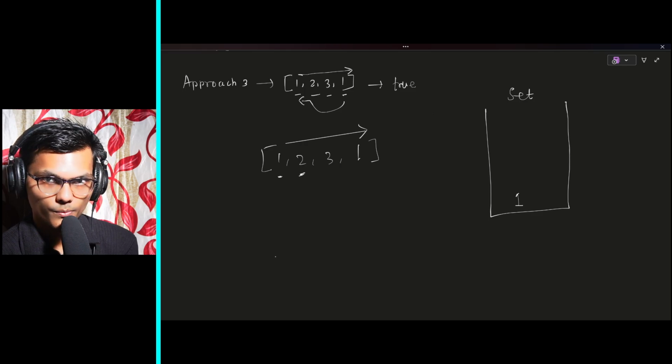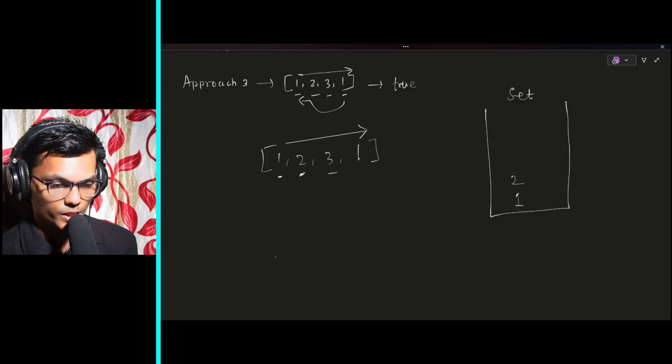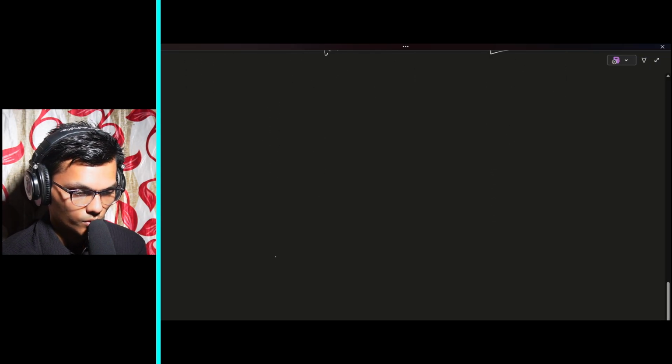So that's why we are going to put this element 1 in our set, right? Then we'll move ahead. Our current element now is 2. We'll check if there is 2 present in our set. No 2, let's put that into it. Then 3, we check if 3 is present or not. No, let's put that 3. Then we'll check if this last 1 is present in our set. Yes, we have seen this one before as well. So we can say that this array contains a duplicate, so the output will be true. Correct? So let's check out the code.